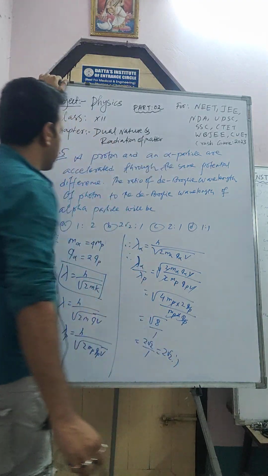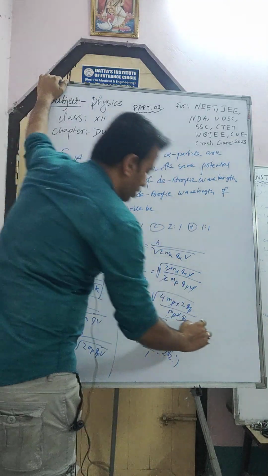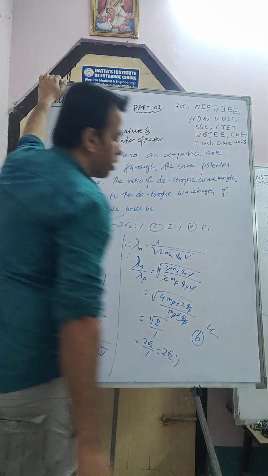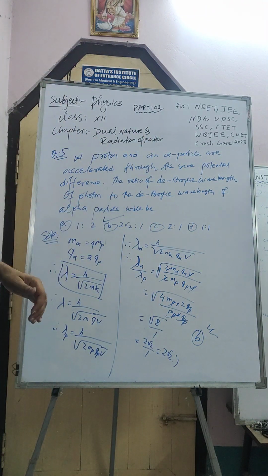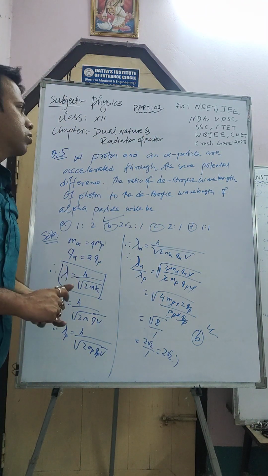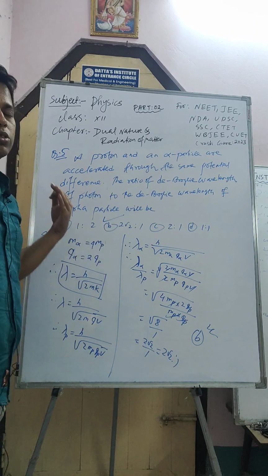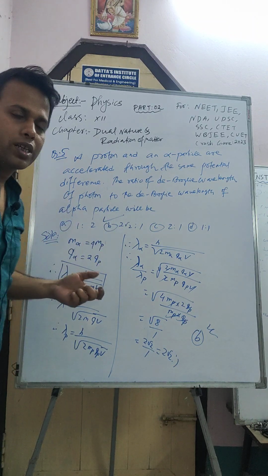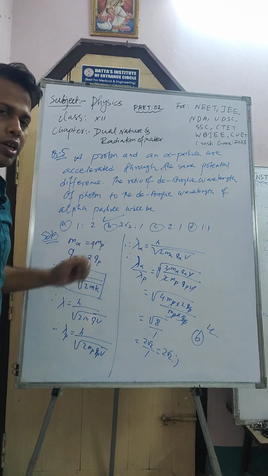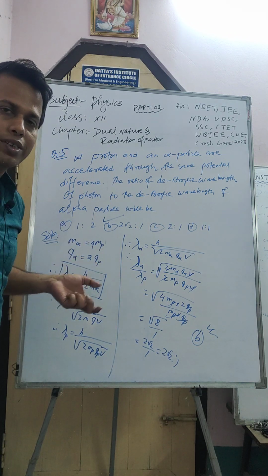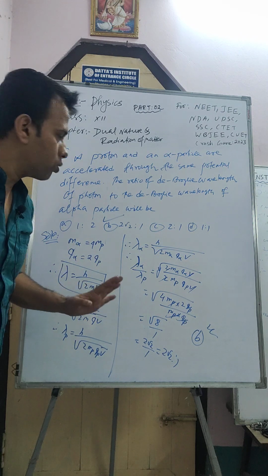So which option is correct? Option B is correct. This is one interesting question. Basic knowledge, you have to know this to solve this type of question. That is, you have to know the mass of alpha particle is 4 times the mass of proton, and the charge of alpha particle is 2 times the charge of the proton. You have to know this one.